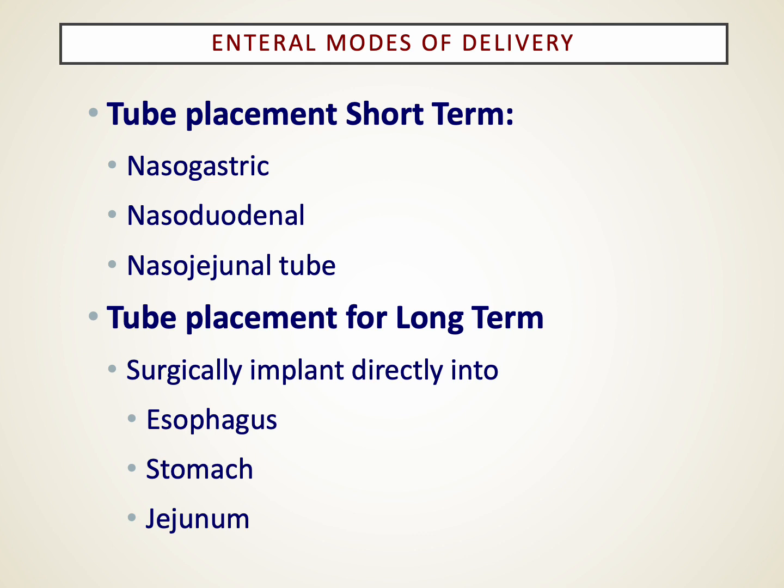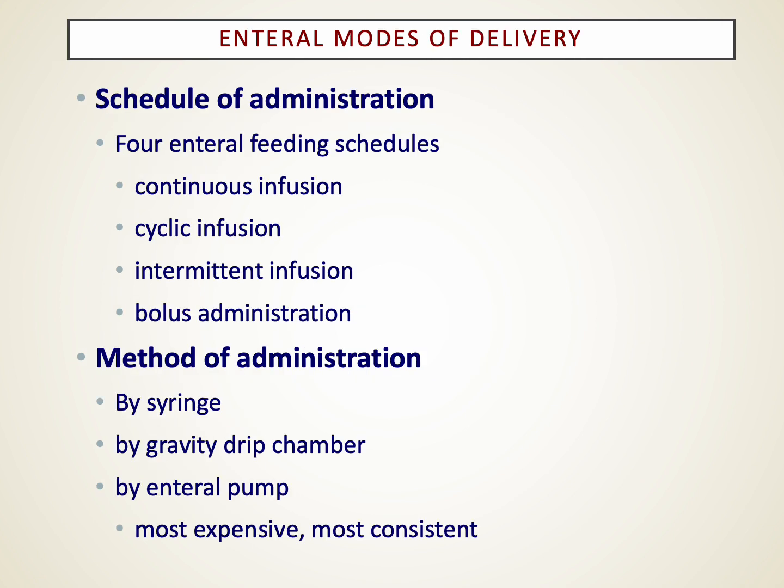And then the modes of delivery depend on whether your goal is short-term or long-term. With a short-term goal, you can do a nasogastric, nasoduodenal, or nasojejunal tube. But for longer term, you need a surgical implant for another tube that will ultimately dwell, usually in the jejunum is what we'll see. For the schedule of administration, there are continuous infusions, cyclic infusions, intermittent infusions, or bolus administrations. Each of these has advantages and disadvantages, and you're going to choose them based on guidance from clinical nutrition, but also what's practical for the patient.